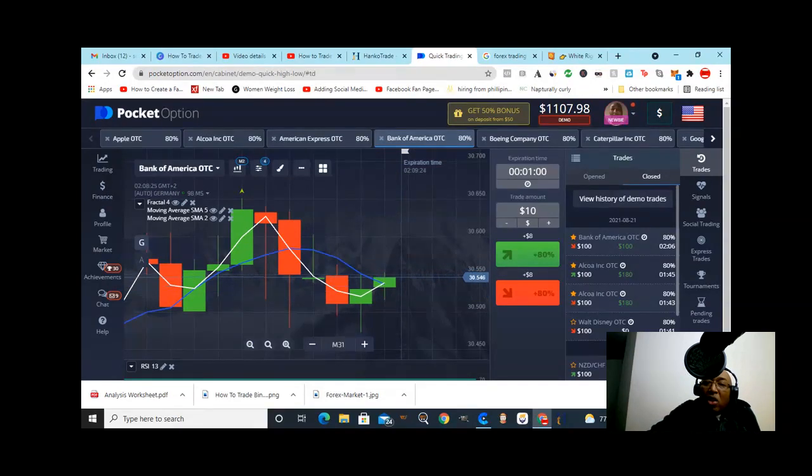All right, guys. So that's what you want to look at. You want to look at your win rate. Let's say if you take 10 trades, you want to target winning at least more than 7, and losing the minimum. So that's what I'm saying.